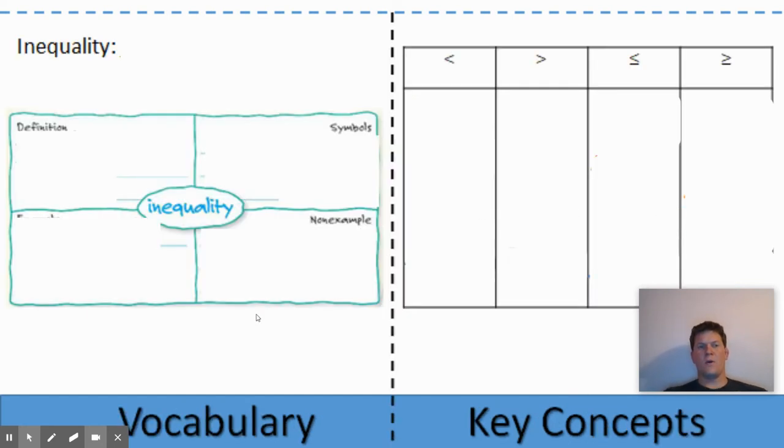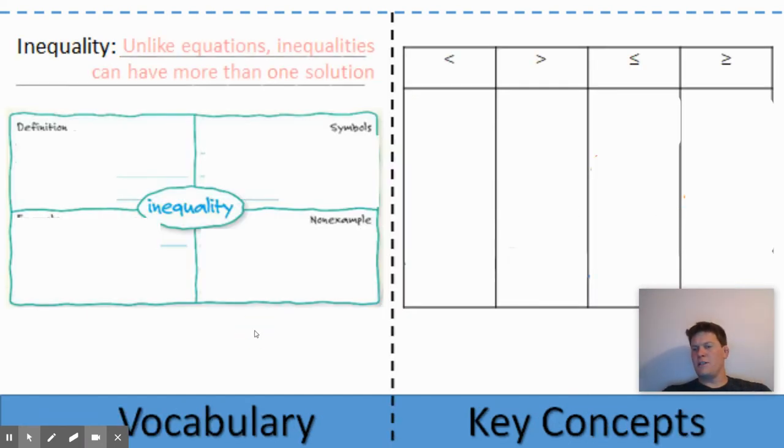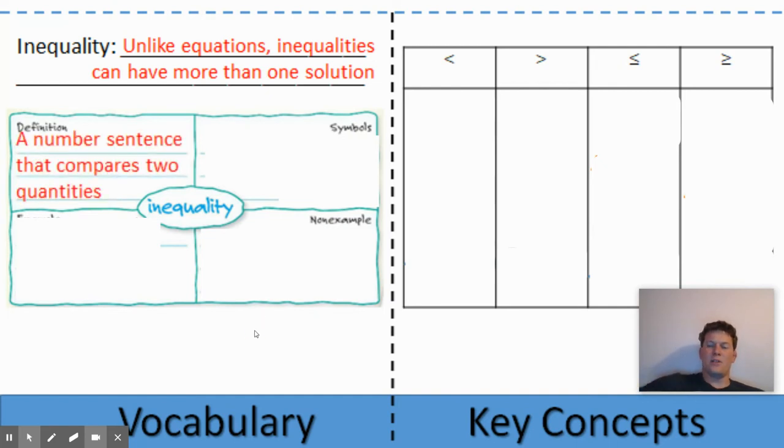Defining inequalities. Inequalities are different than equations because they could have more than one solution. Another definition for inequality is a number sentence that compares two quantities. Different symbols we use: less than, greater than, less than or equal to, greater than or equal to.